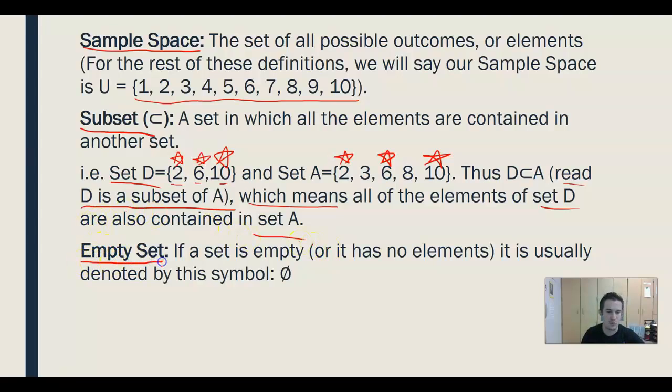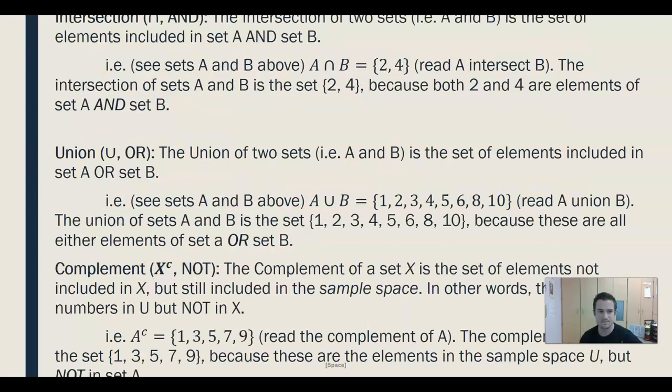Next definition we want to define is an empty set. If a set is empty, if I have a set with nothing in it, I usually denote it with this symbol, kind of a 0 with a line through it, which means this set is empty. There's nothing going on there. There's nothing in that set. That's how I define the empty set.